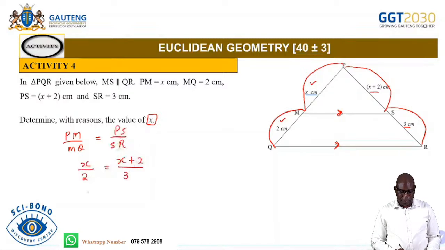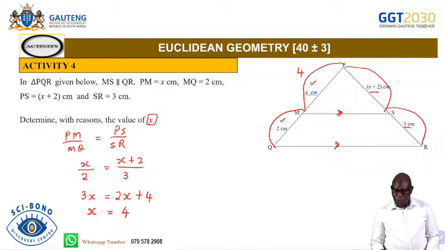So I just cross multiply. I'll have 3x equals 2 times x, which is 2x, and 2 times 2 is 4. So 3x minus 2x is x. On the other side, I have a 4. So my x will be 4. Which means that side will be 4, and that side will be 4 plus 2, which is 6. And this side is 2, and that side is 3. Can you see the ratio is correct now? 4 over 2 is the same as 6 over 3. So the ratio is correct.